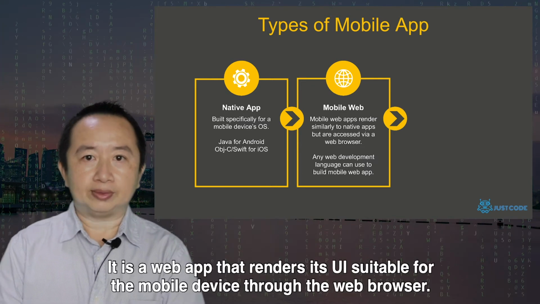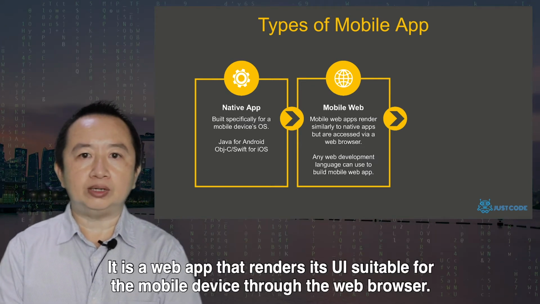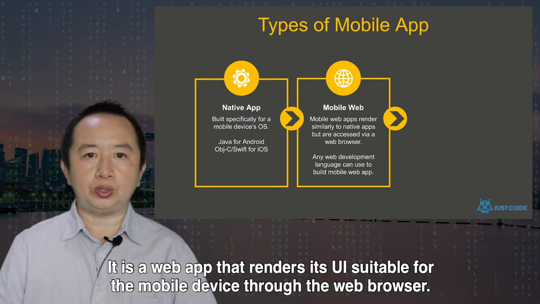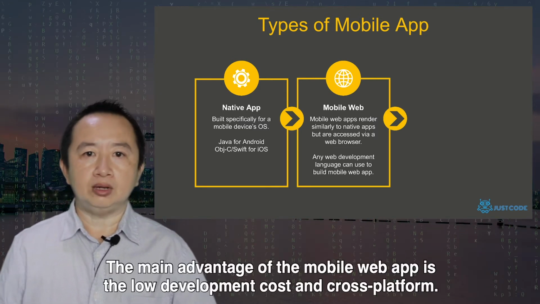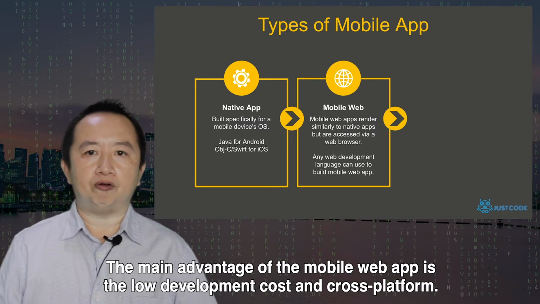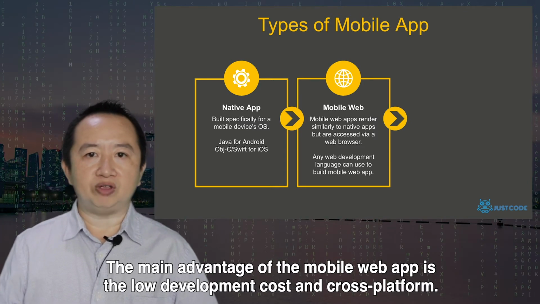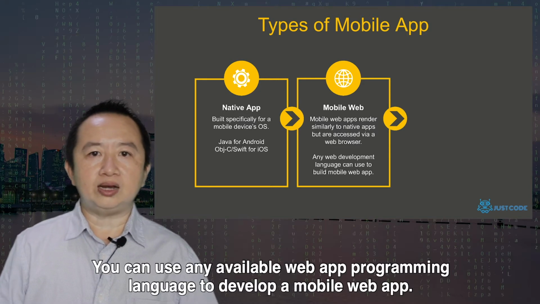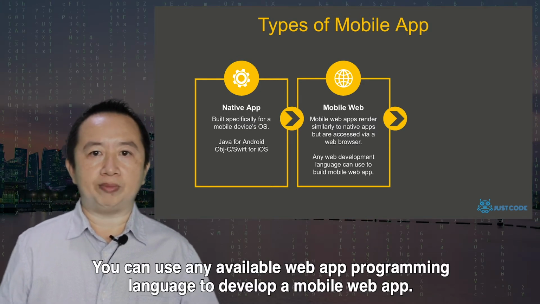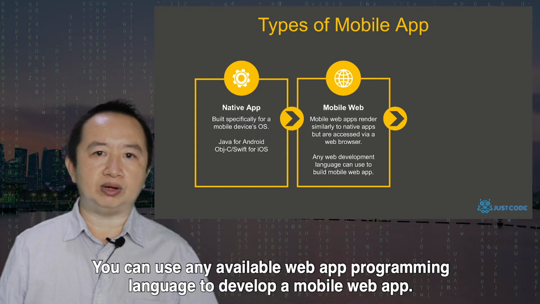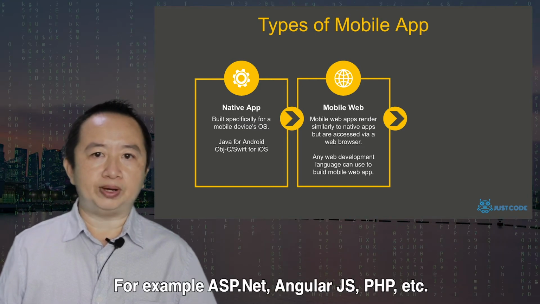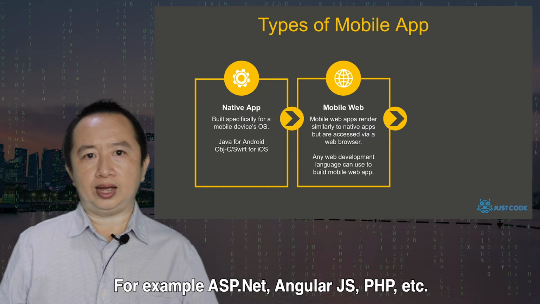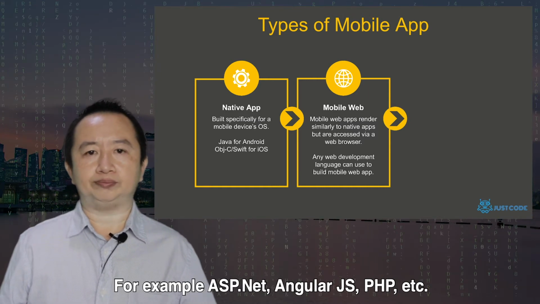Next is the mobile web app. It is a web app that renders its UI suitable for mobile device through the web browser. The main advantages of mobile web app are the low development cost and cross-platform. You can use any available web app programming language to develop a mobile web app. For example, ASP.NET, AngularJS, PHP, etc.